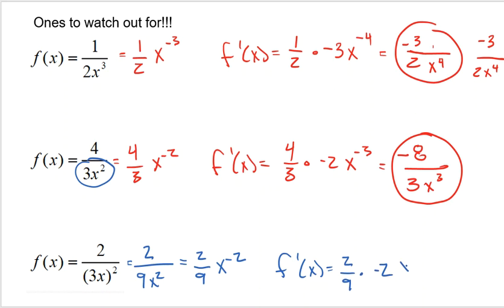Negative 2 falls down in front. My new power is negative 3. And then you just got to multiply. 2/9s times negative 2 is negative 4/9ths. But again, I don't like negative exponents, so I'm going to go ahead and move that to the bottom where it has an exponent of positive 3 in the denominator.